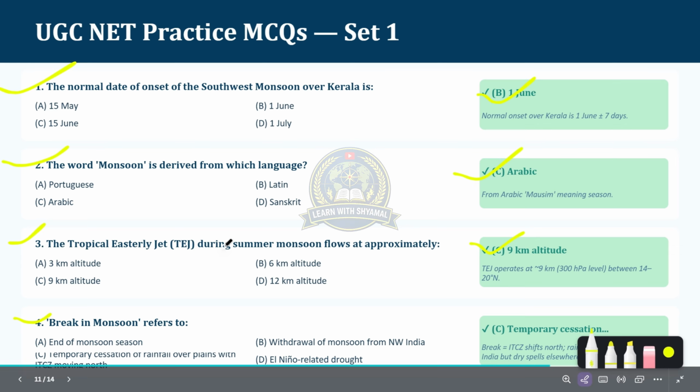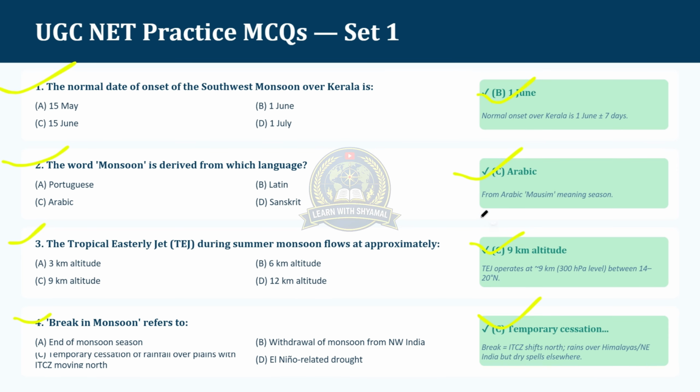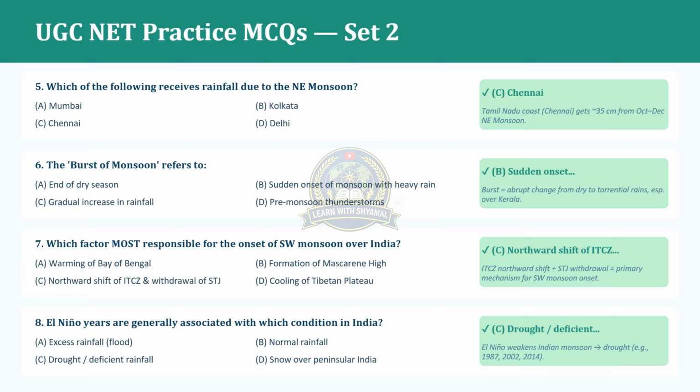Break in monsoon refers to. Correct answer is option C, temporary cessation. Break: ITCZ shifts north. Rains over Himalayas, northeast India, but dry spells elsewhere. Question number 5, which of the following receives rainfall due to northeast monsoon? Correct answer is option C, Chennai.